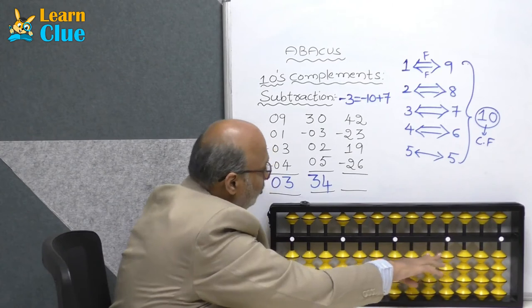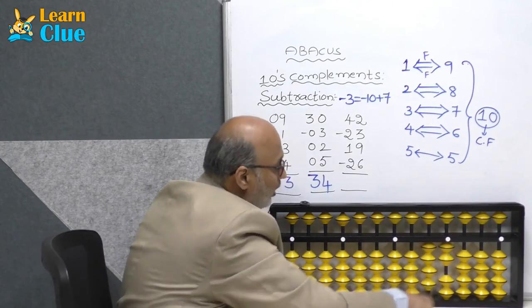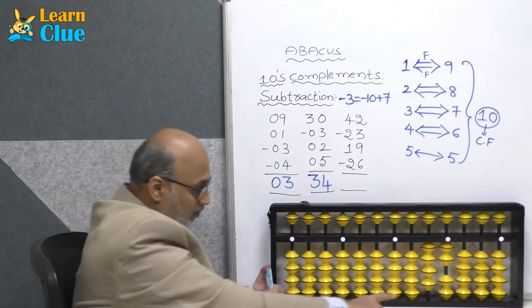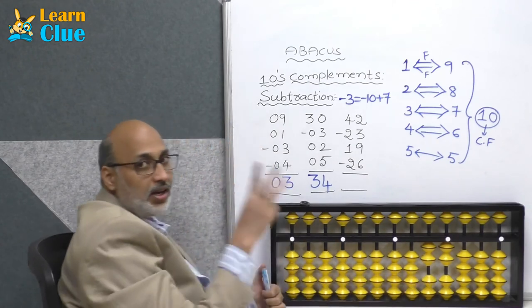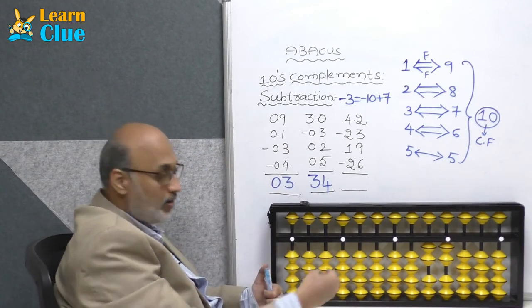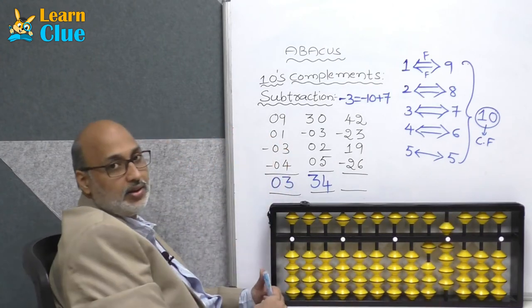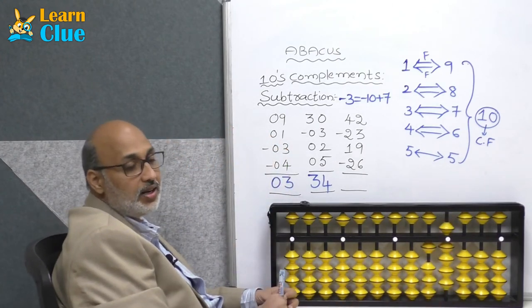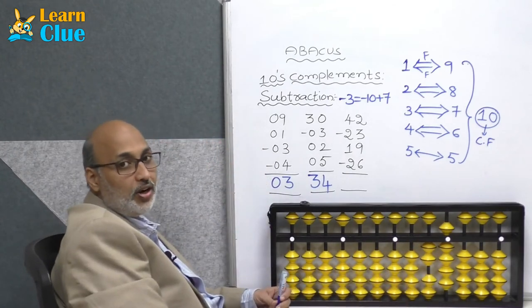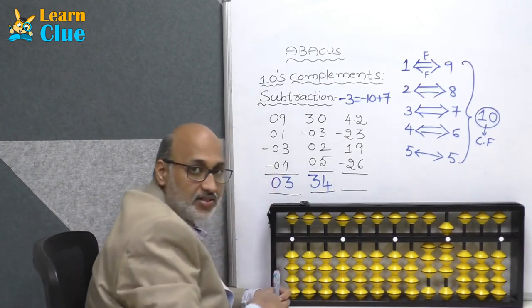Okay. Now let's do next problem. 42. 40 plus 2. Minus 23. Minus 20 minus 3. Which is not possible. Who is the friend of 3? 7. So, minus 10 plus 7. Now, they are asking plus 19. Plus 10 plus 9. Who is the friend of 9? 1. So, minus 1 plus 10.